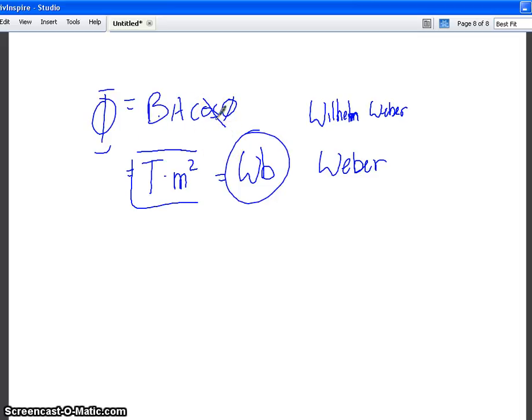So if any part of the flux changes, whether it's the magnetic field, the area, or the angle between the normal and the magnetic field lines, then we have an induced current. And we're going to start talking about that induced current in our next videos.